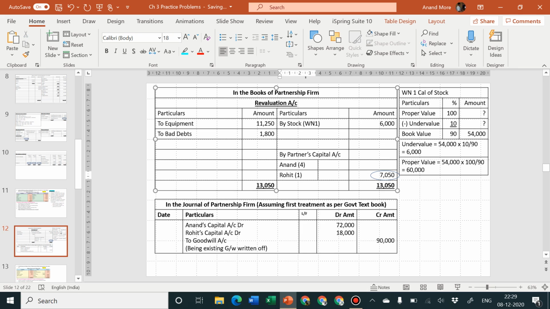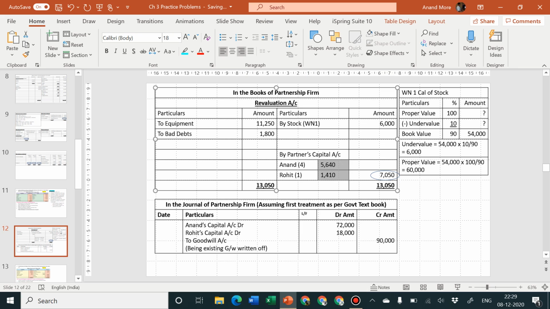And let us divide the amount now. 7050 divided by 5 comes to 1410. 1410 is to be given to Mr. Rohit, and into 4, that means 5,640 to be given to Anand. Now I have already told you many times earlier also, all amount columns are right aligned, so I am considering right aligned. So here we complete the problem.